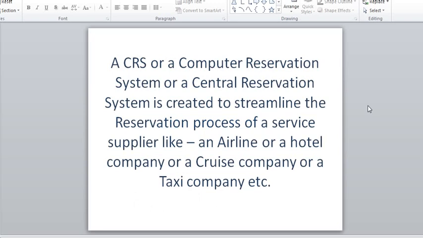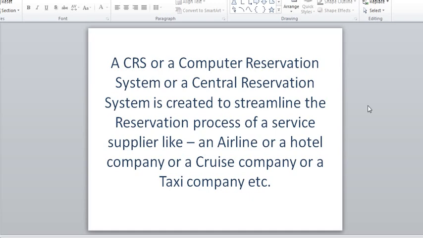So CRS was basically for the purpose of streamlining the reservation process of a single supplier like one airline or one hotel company or one cruise company or one car company, etc. It was not adopted by so many different suppliers in the market. Only one supplier did have one CRS. Still some suppliers do have their own CRS.